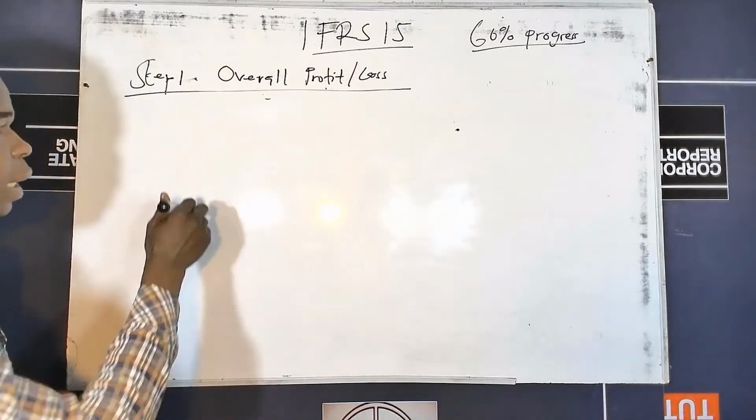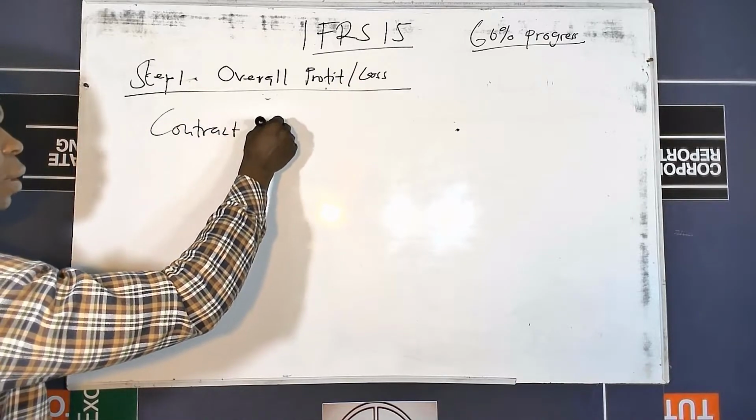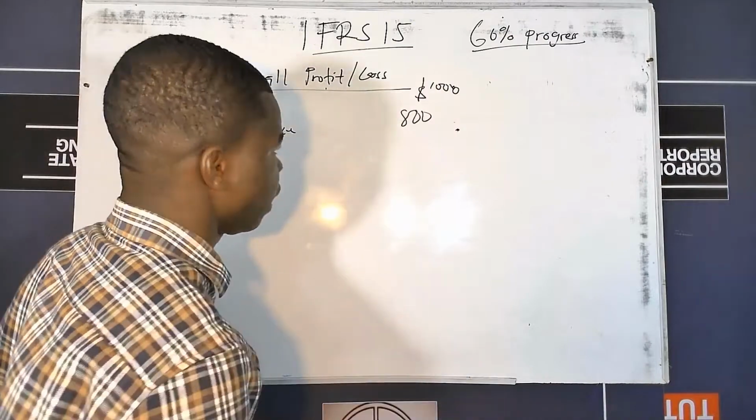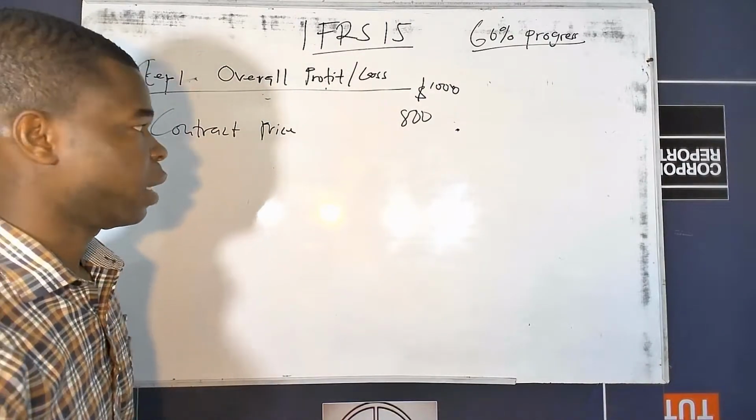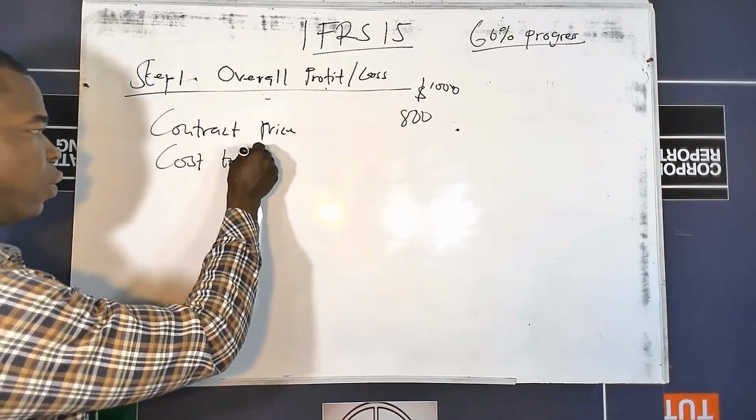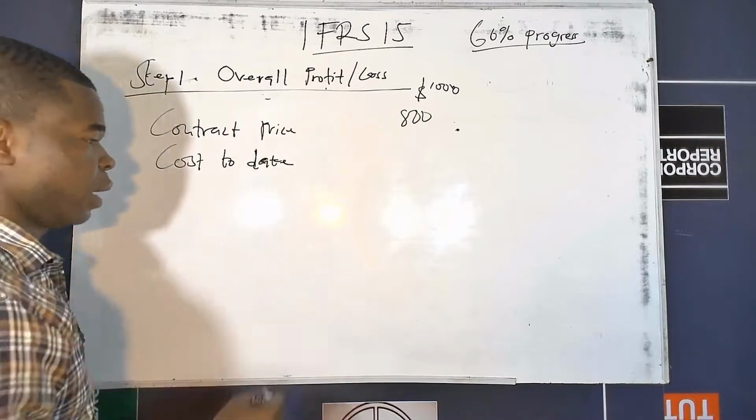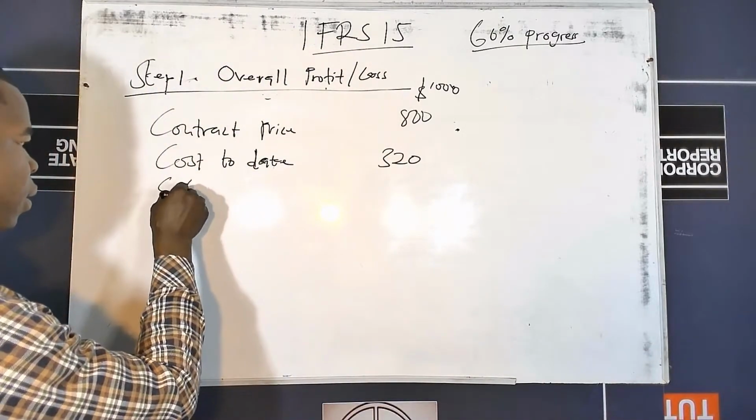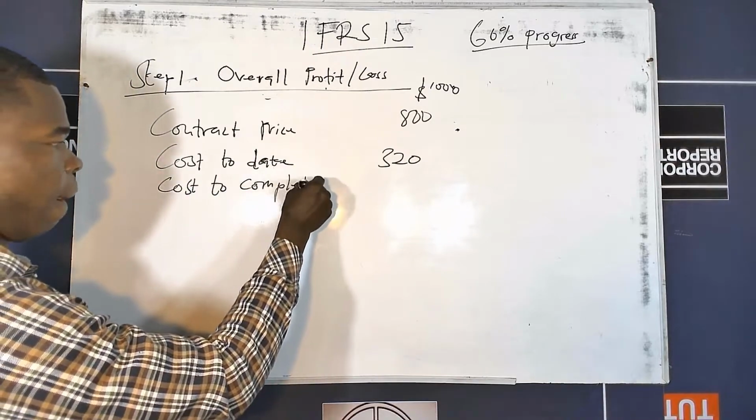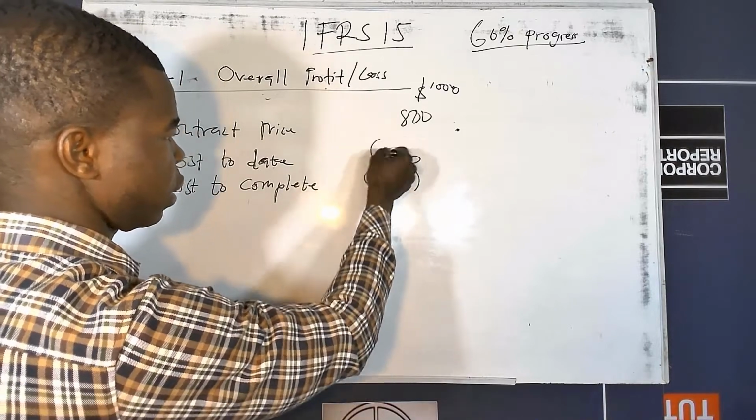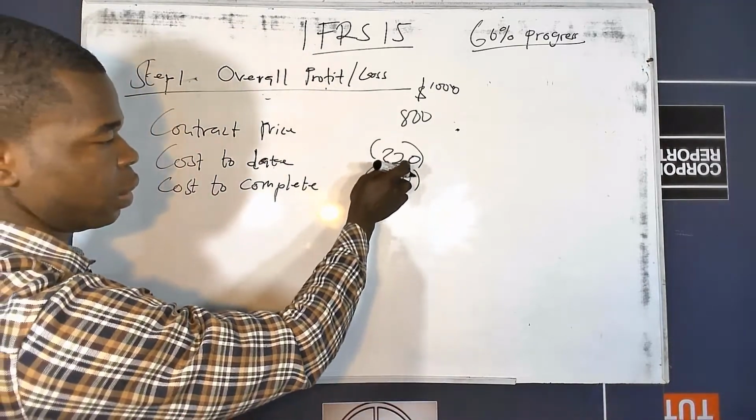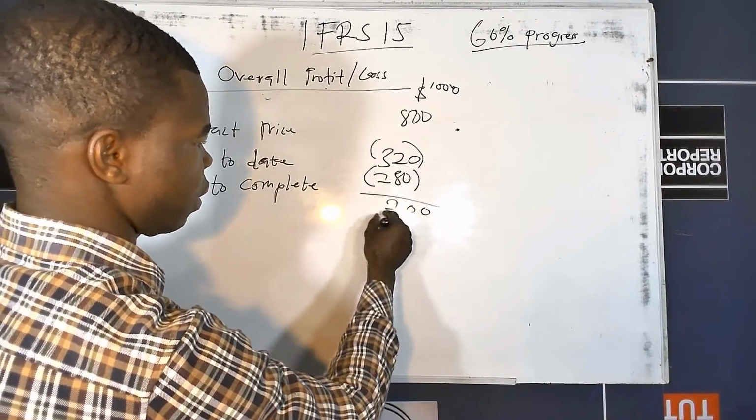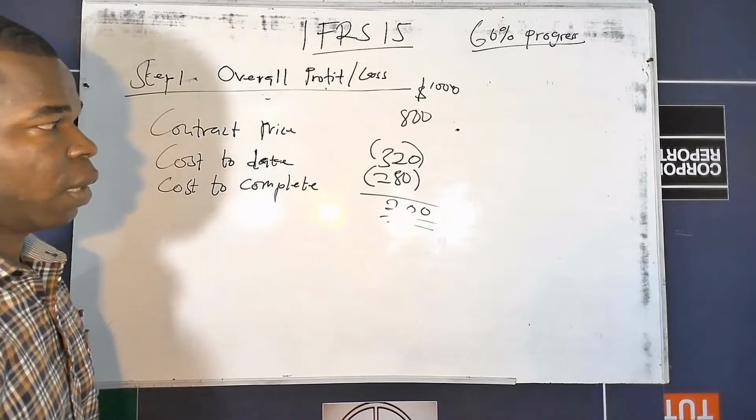So remember that it's going to be basically your contract price. Remember that it is in dollars. So let's take 3 zeros. It's going to be 800. So that is the question. We have the contract revenue, contract price, and then remember that we will less our cost to date. Cost to date. And the question is 320, and then the cost to complete. Cost to complete is 280. So we are lessing these two figures from these. So this plus this will give us 600. So we are getting a profit of 200,000 over here, $200,000. So that is our overall profit.